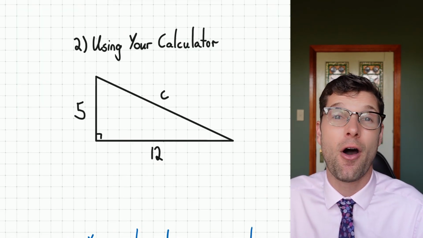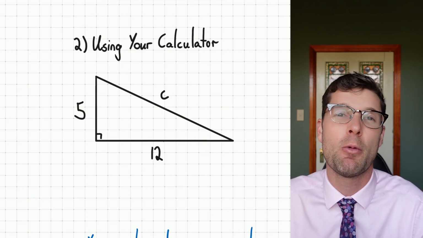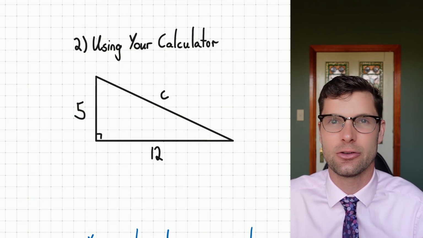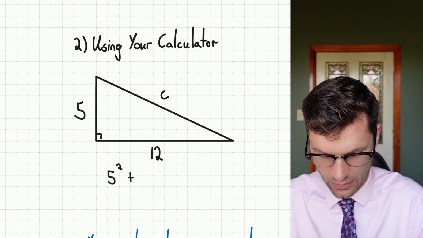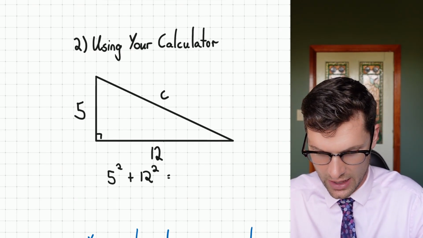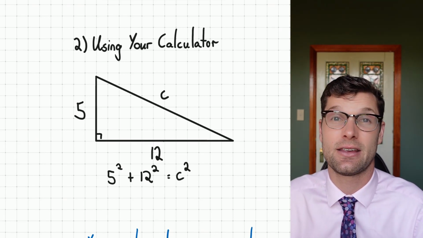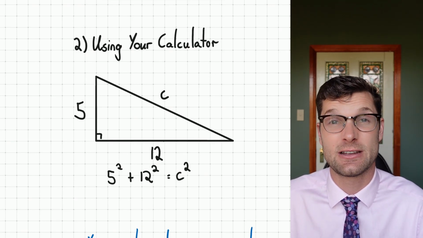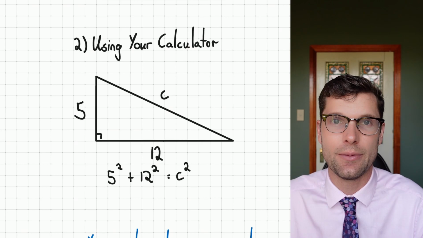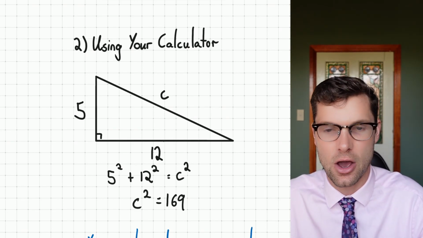So for this one, we've got 5 and 12 as our 2 short sides, and c as our unknown, and we've got to be able to find what that c value is. So this is telling us that 5 squared plus 12 squared has to equal c squared. You can just chuck that into your calculator straight away. We don't have to expand it every single time. And 5 squared plus 12 squared is 169. So this becomes c squared is equal to 169.